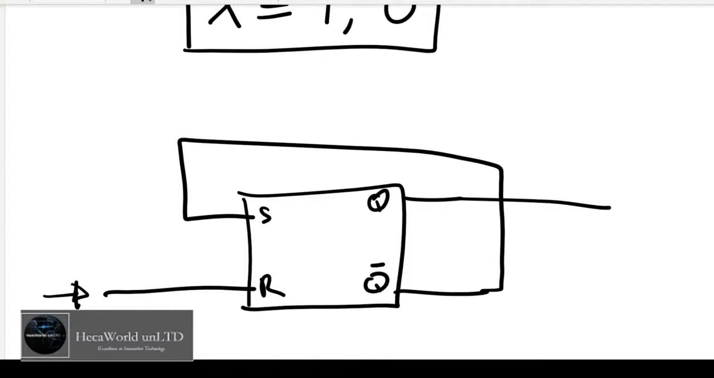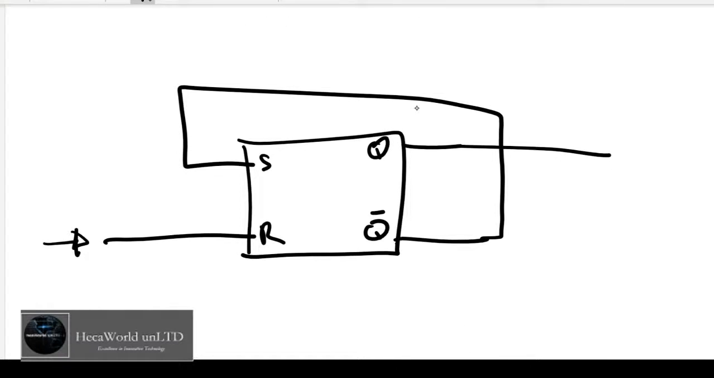Let's draw a table for this. Let's say this is 0, this is 1. 1 will set. So when you send a clock, reset will be low. If you set low, Q will be 0, not Q will be 1, then it will reset.